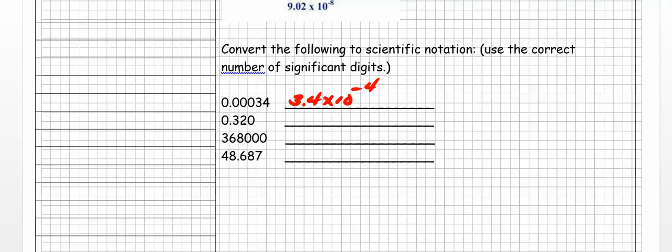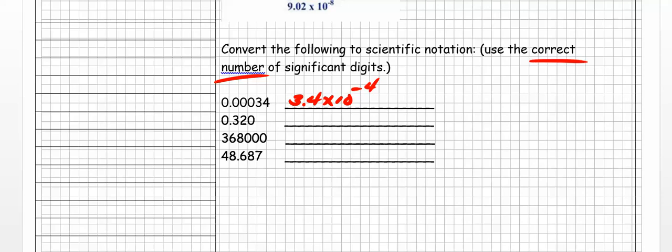I'm asked, by the way, to determine the correct number of significant digits, right? So how many significant digits are in this number? Well, remember, leading zeros don't count, ever, even if there's a decimal. Trailing zeros count, but there are no trailing zeros here. We only have a 3 and a 4. That's 2 significant digits, so we say 3.4 times 10 to the negative 4th, and that would do it for the first one. Let's look at the next one.